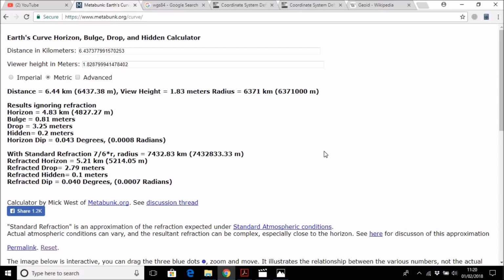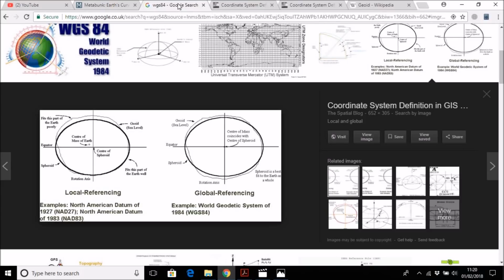It is not a flat plane, and there is no data gathered that in any quantity confirms it's a flat plane. So that's really all I wanted to say.